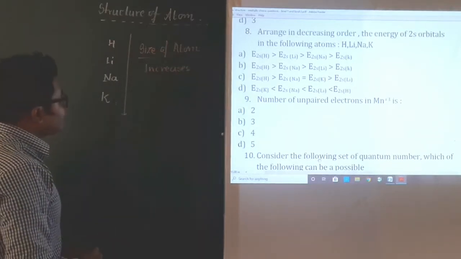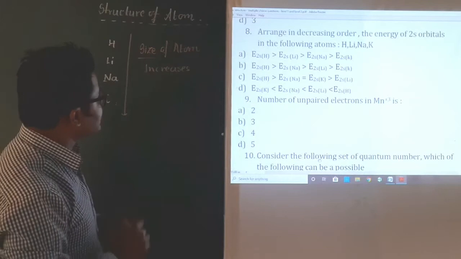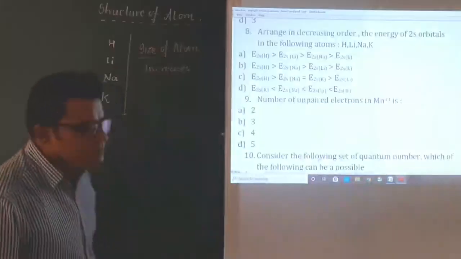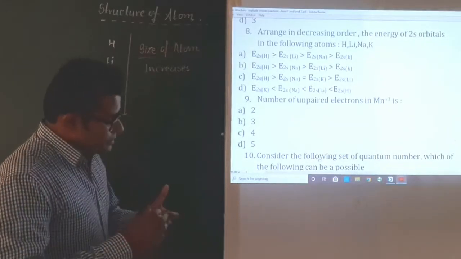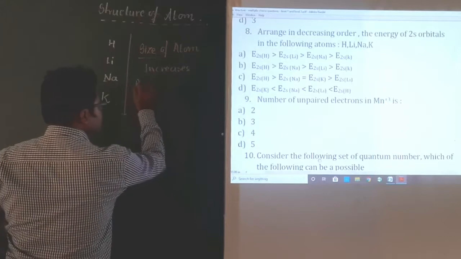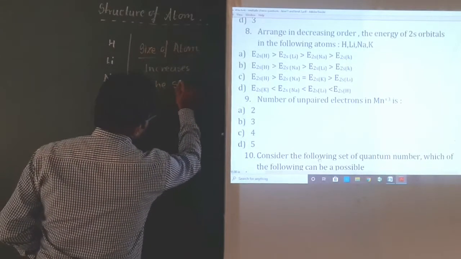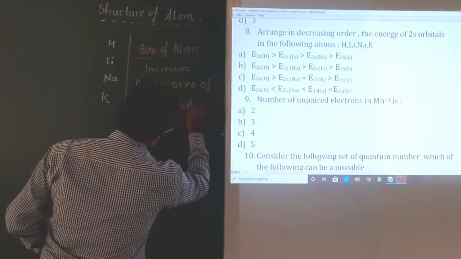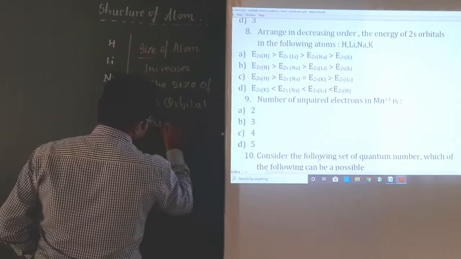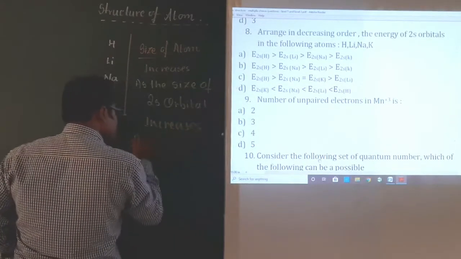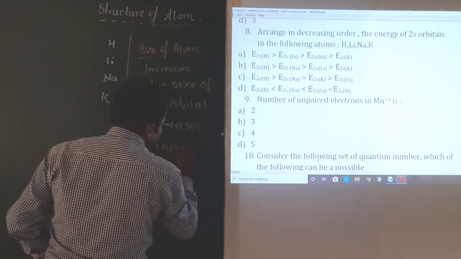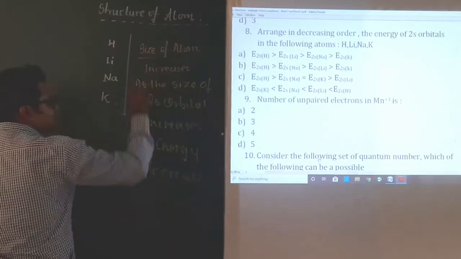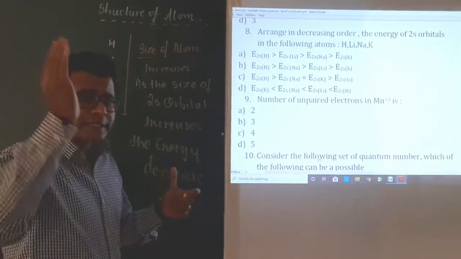Right? Therefore, as the size of the atom increases, can we say that the size of the 2s orbital also increases then? Correct? So, as the size of the 2s orbital increases, the energy decreases. Remember this concept. As the size of the 2s orbital increases, the energy decreases.